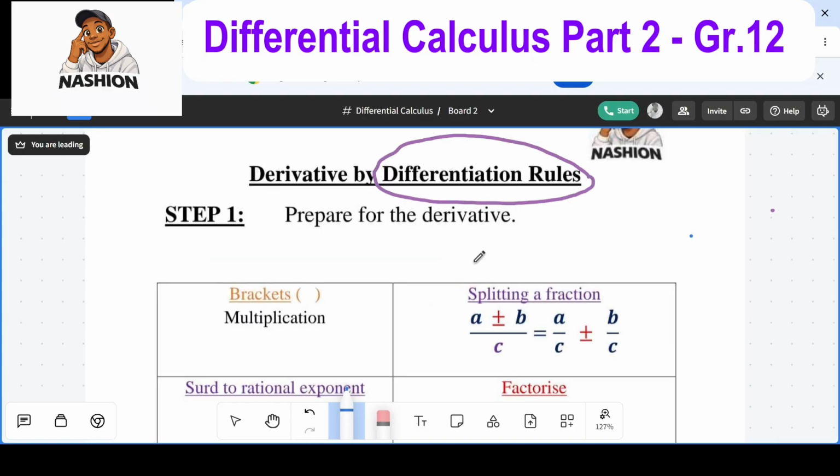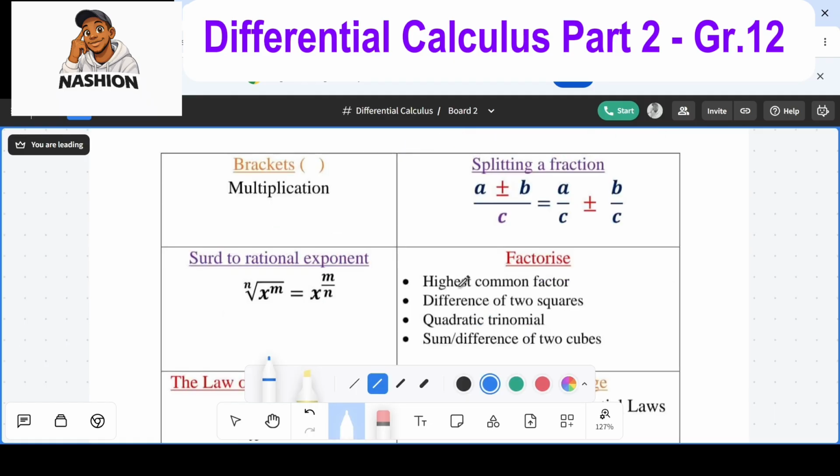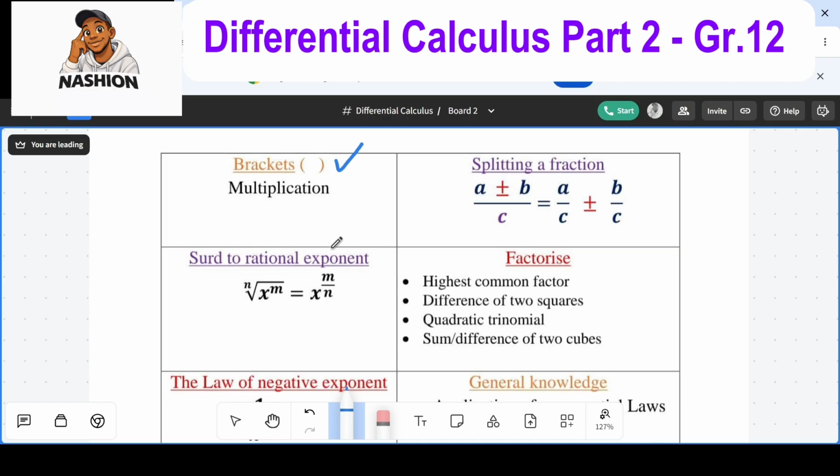Here we go. When we do the derivative, guys, by the rules of differentiation, we must check whether the question is ready for the derivative. And most of the time, we are not going to find it ready. So in step 1, we prepare the question for the derivative. Now, to do that, we check whether the expression given has the brackets. And if it has the brackets, remove the brackets by multiplication.